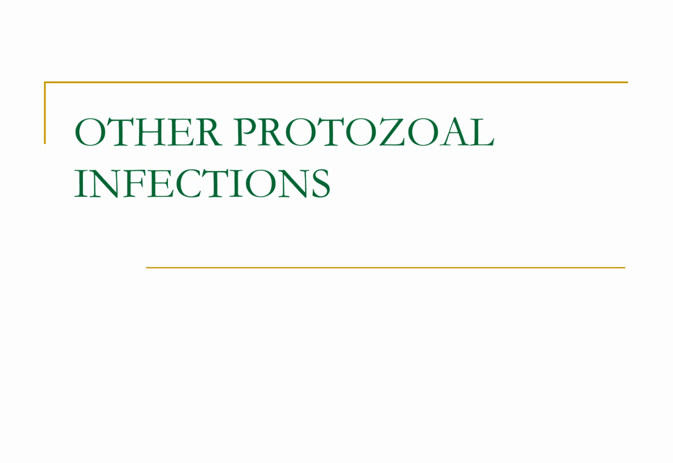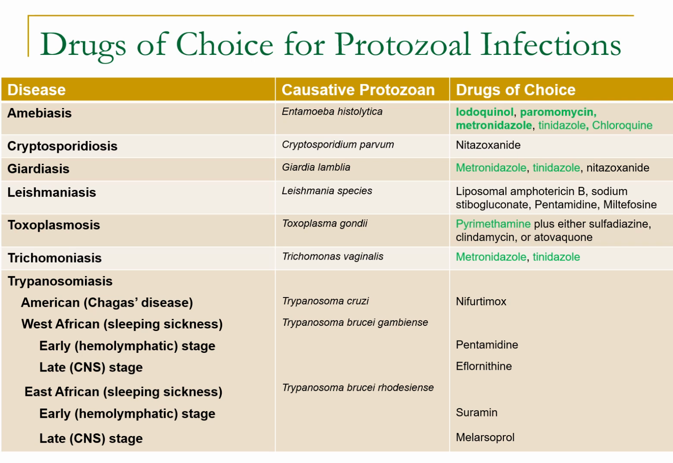We're done with malaria. Now we're going to move to other protozoal infections. In this table, I summarize for you some important protozoal diseases with the causative agent. Of course, by now you know them by heart. And on the right, we have the drugs of choice. I highlight in green the ones that we're going to cover.